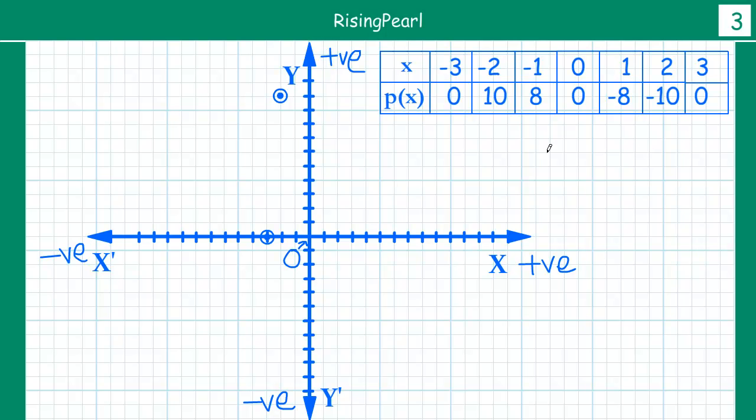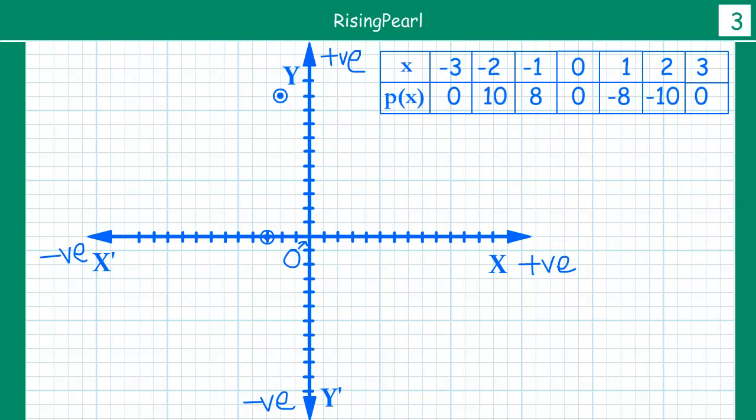So our second point is (-2, 10). So for x, minus 2, so 2 units on the left. y is plus 10, so we go up 10 units. 1, 2, 3, 4, 5, 6, 7, 8, 9, and 10. So this is our point (-2, 10).